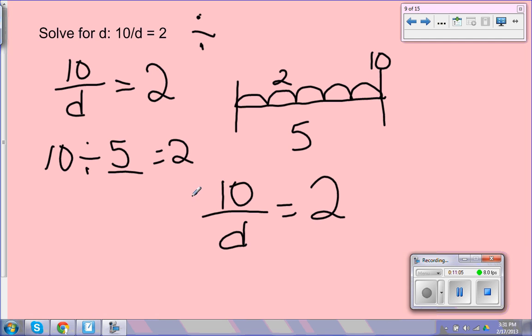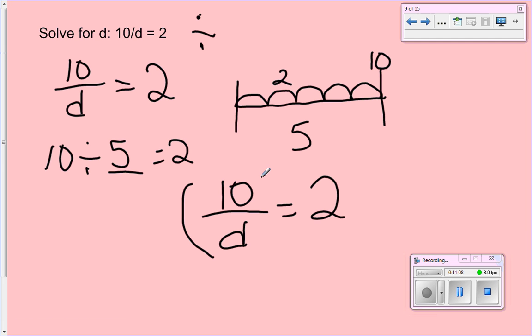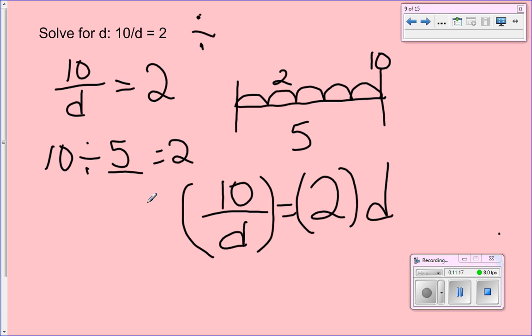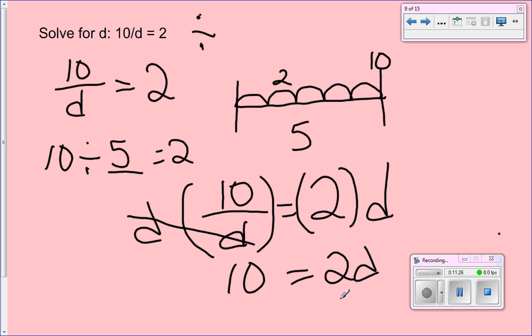So I would begin by multiplying each side by d. And then when I multiply by d, these d's cancel, and I'm left with 10 over here, and I'm left with 2d over here. And then I would go ahead and divide each side by 2. My 2's cancel over here, and I'm left with 5 equals d.